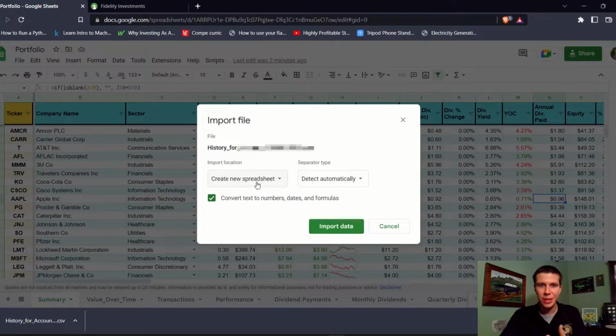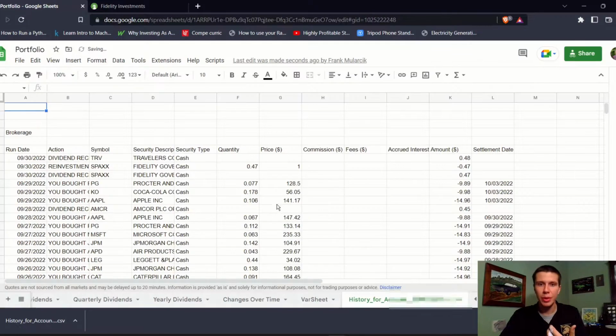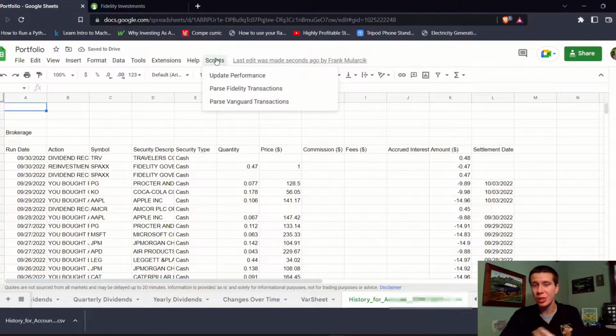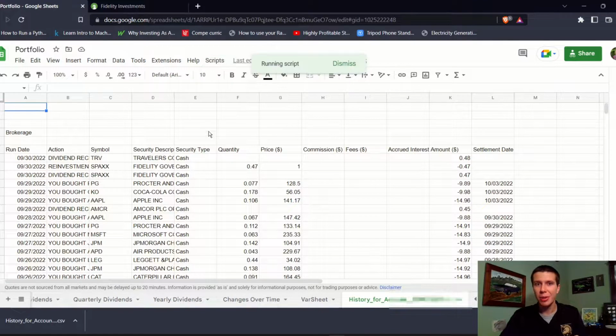And then once that's uploaded, we can just insert it as a new sheet and import the data. And then that will import that data into this new sheet. And then we can just go to this scripts function and parse the Fidelity transactions. So these are scripts that I have created. Basically they just let me parse the transactions from Fidelity, and I also made one for Vanguard. And it imports it into your dividend portfolio spreadsheet.